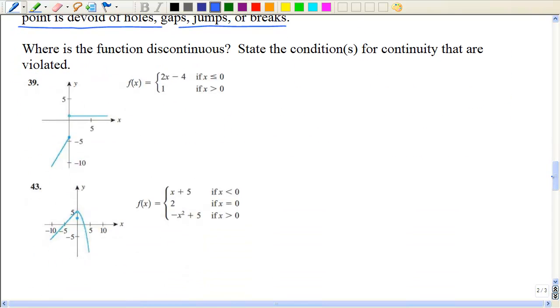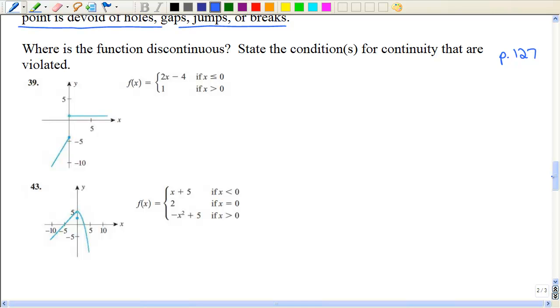So for example, on number 39, and again this is in your book on page 127, it asks us where is it discontinuous? And then state the conditions. Well, just look at number 39. There's a big jump from here to here, so there's no way that's continuous. All right, so where is that big jump? What does x equal at that big jump?